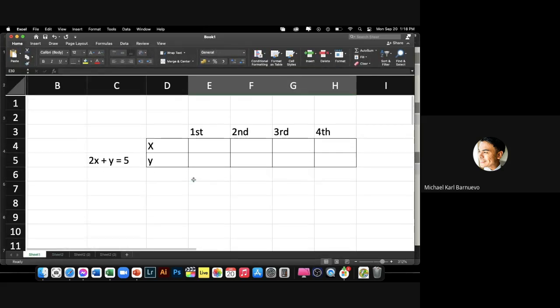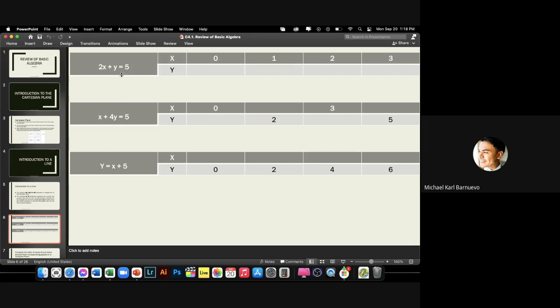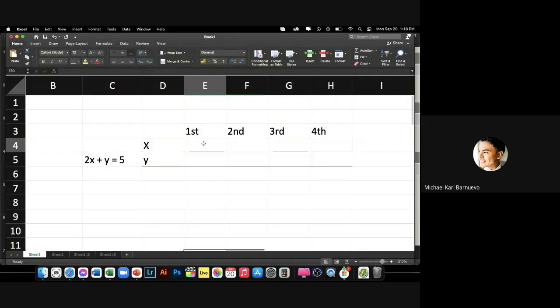Dito tayo sa first. 2x plus y is equal to 5. This is an equation. Our task again is to determine the line in the Cartesian plane. Okay, so the values for x are 0, 1, 2, and 3. So type natin dito, 0, 1, 2, and 3.